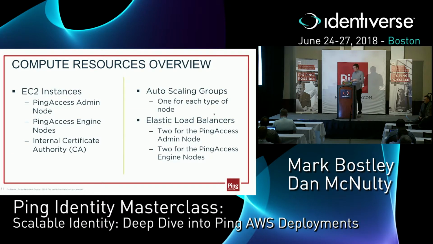So I talked about the artifacts that are produced by the automation. Now let's talk about the resources actually created. So we have EC2 instances. There's going to be 3 types of those. There's the PingAccess admin node. There'll be one of those at any one point in time. There'll be the PingAccess engine nodes. There'll be any number of those depending on the load. And then there's this internal certificate authority instance. For each of those, there's an auto-scaling group, which is really about maintaining availability of those instances. That's particularly important for the engines because those are actually going to do the elastic scaling aspect of this.